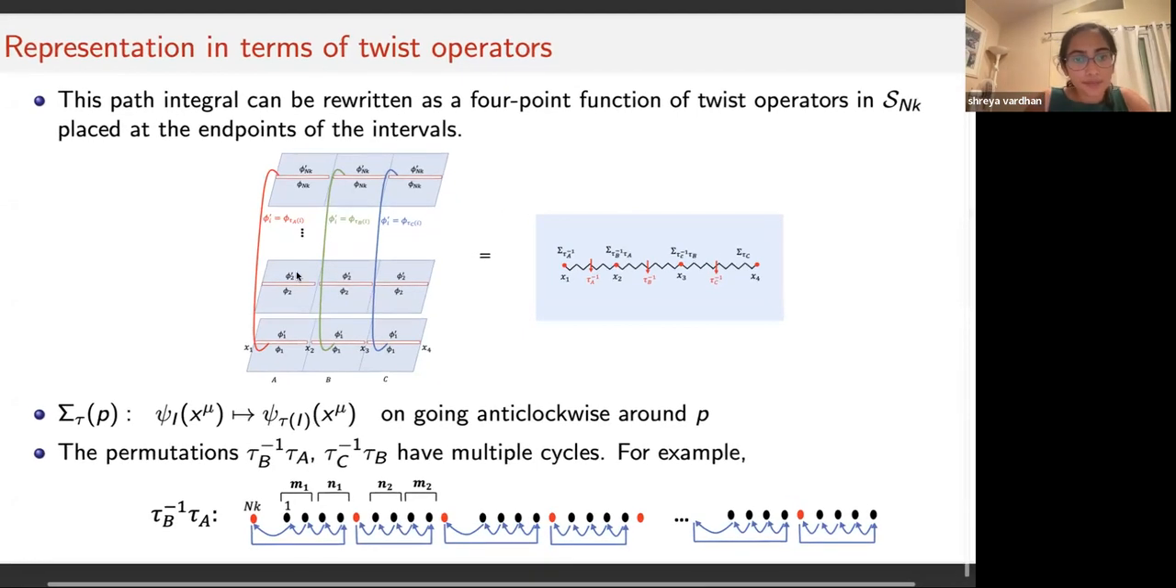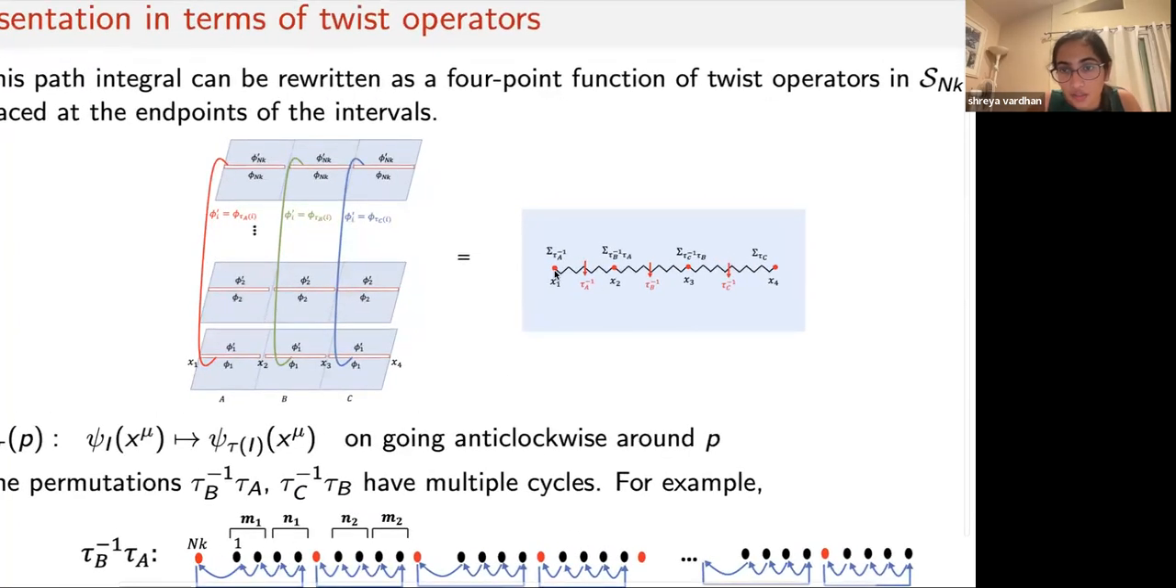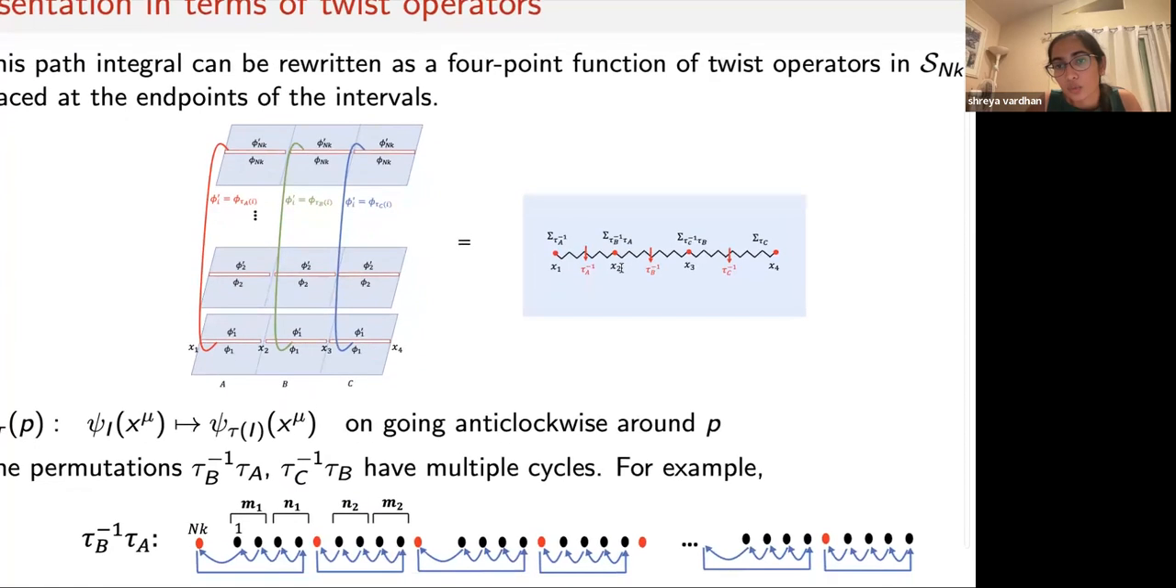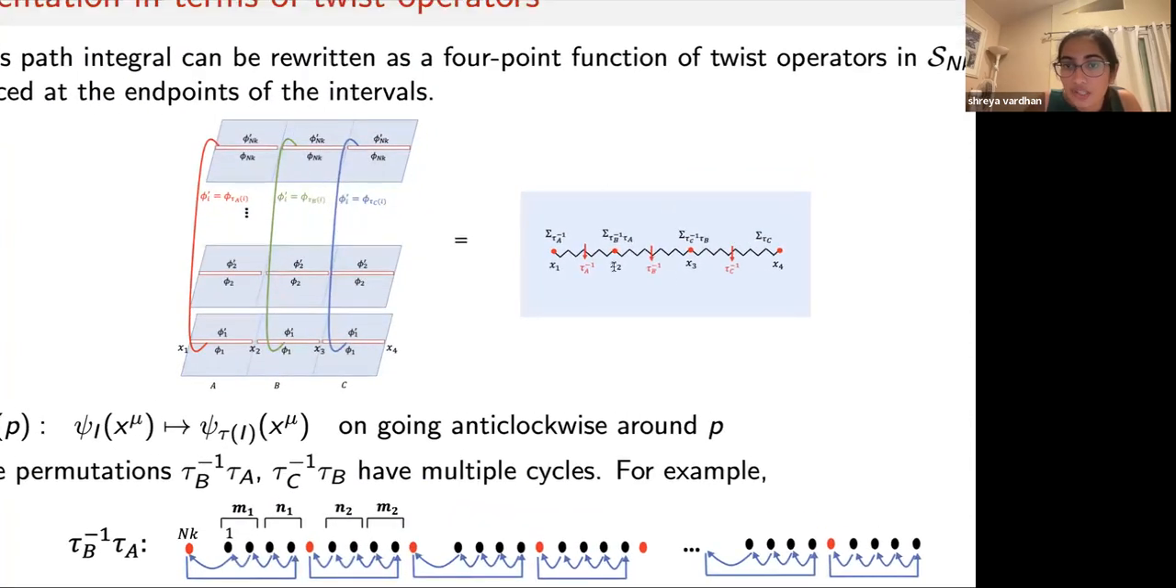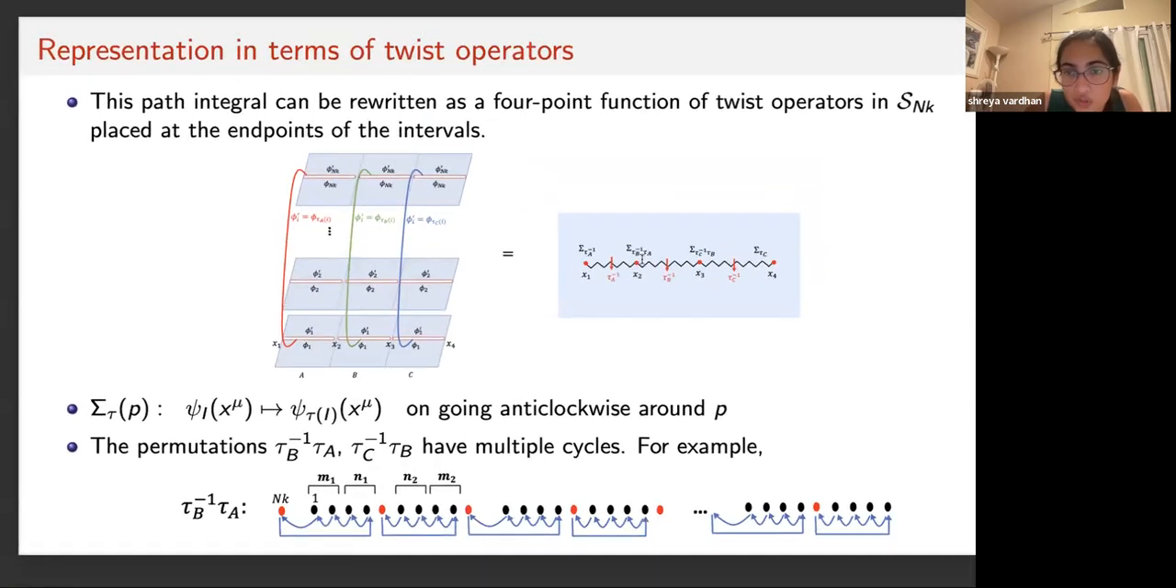So basically by the rules that you use to glue together the different regions, you can see what happens when you go around a certain point at the junction of two of these intervals. From doing that, you can identify that you get twist operators at the endpoints. The ones at the endpoints x1 and x4 are simple. They're just expressed in terms of tau A and tau C. But to find the ones at x2 and x3, you need to compose tau B inverse with tau A and so on. So these permutations that appear here have multiple cycles.